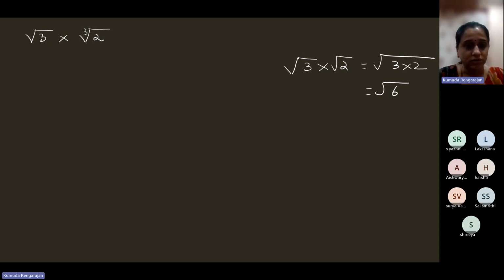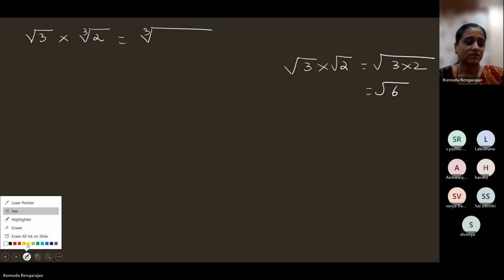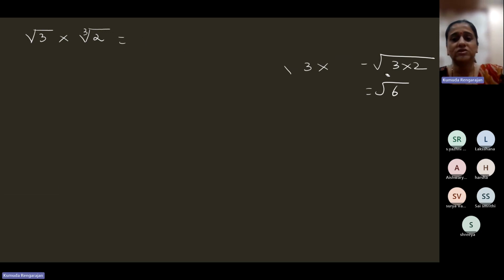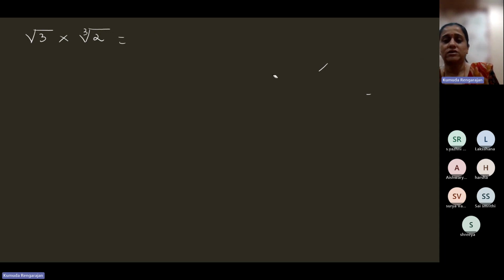Now this is square root, this is cube root. So now what will you do? Will you put a square root symbol or a cube root symbol? So the procedure to multiply them is different. You must bring them to the same order and then multiply. If they're of different order, you must bring them to the same order and then multiply.